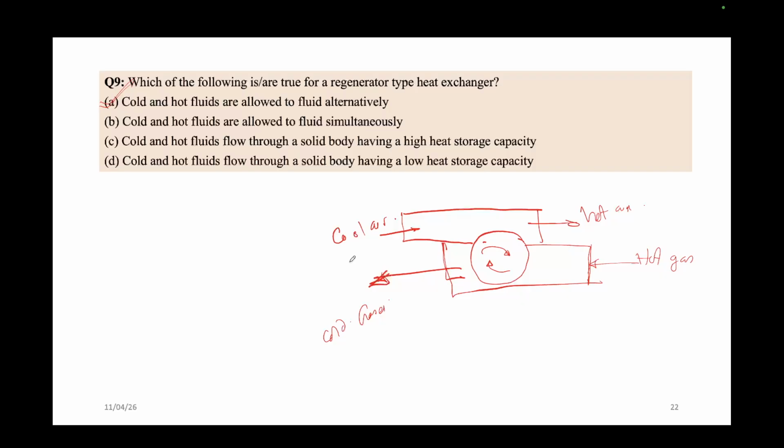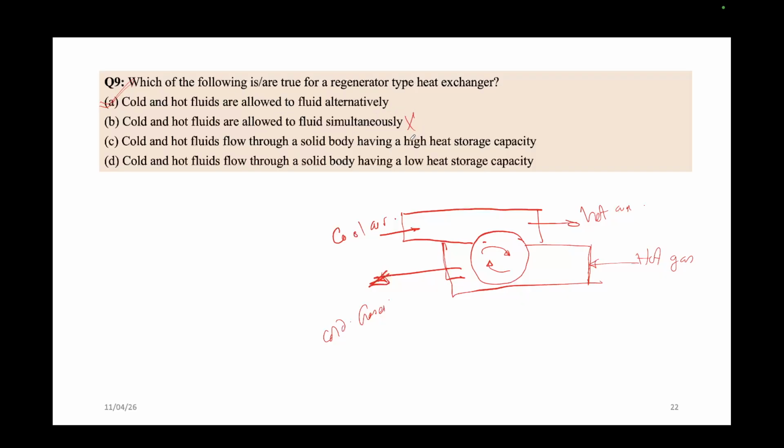If I talk about the recuperator type, the heat transfer is from fluid to fluid through a thin solid pipe, right? Similarly, in the regenerator also, the heat transfer is from fluid to fluid, but the solid here plays a vital role. This regenerator type you have seen in the gas turbine, and the tube and tube type or the shell and tube types are examples of recuperator. So option A is correct.